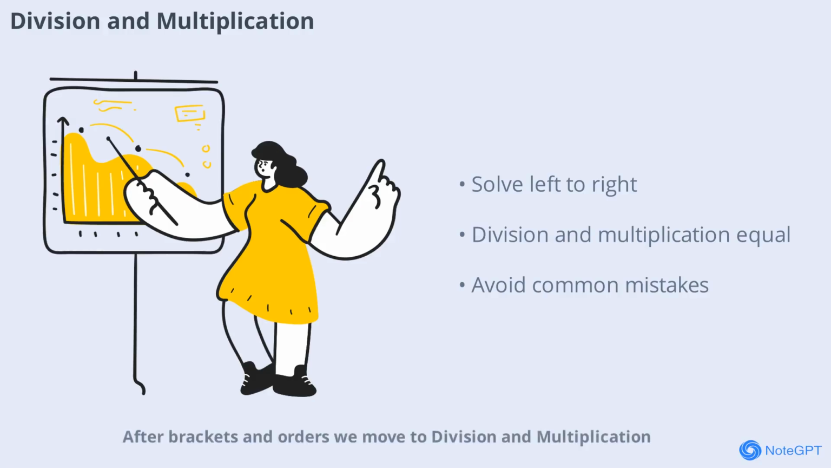After brackets and orders, we move to division and multiplication. These two operations are on the same level in BODMAS, meaning you solve them from left to right as they appear in the expression. For example, in 12 divided by 3 times 2, you first divide 12 by 3 to get 4, then multiply by 2 to get 8.